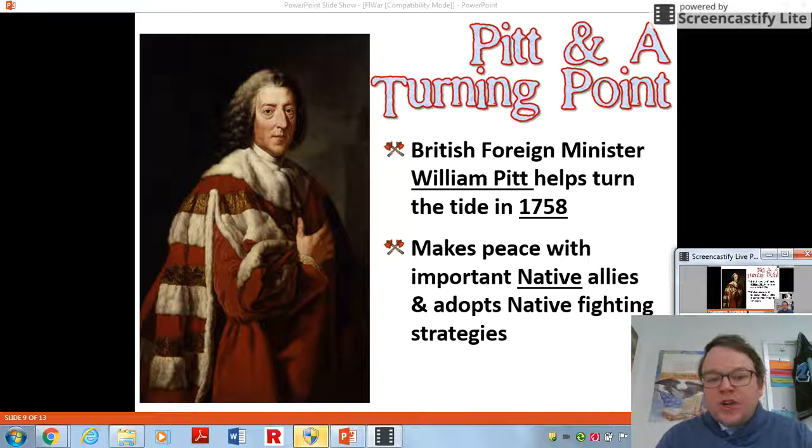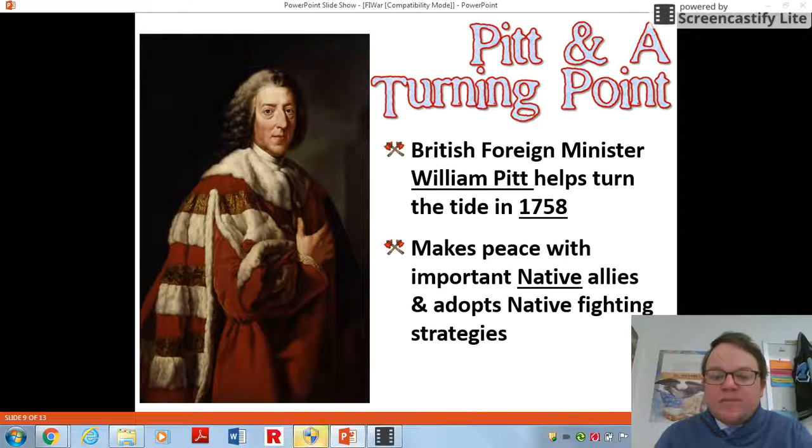Also, Britain is going to start adopting Native American strategies. They're going to use their militia to do sneak attacks and small battles, and then try to draw the French out into major battles that the British soldiers feel they're more trained and able to win.